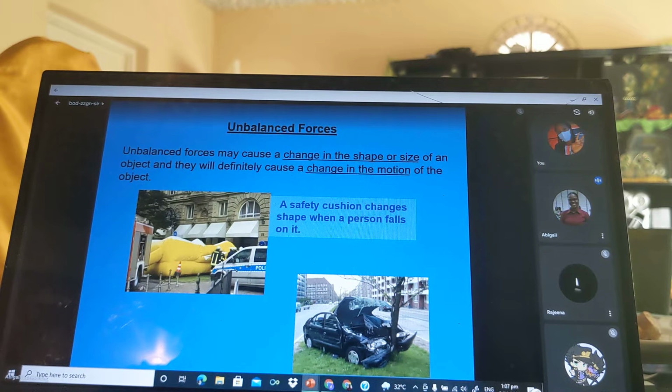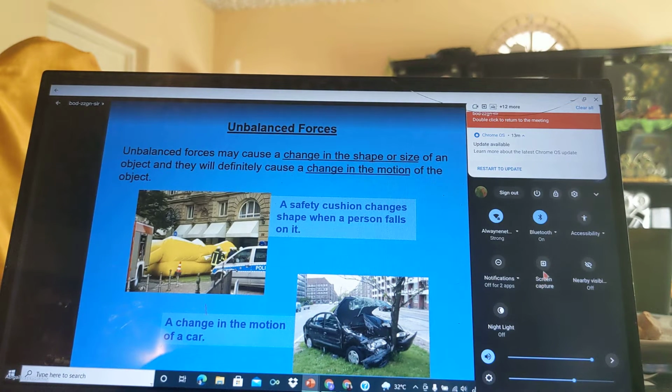If there was no unbalanced force, it would just stay and look the same way. But that would not be advisable in this case because the purpose of the safety cushion is to cushion the person's fall. If the cushion itself never changed in shape, then the person would just bounce off, right? Or just die, really. Then you have a car, which will change its motion, right? An unbalanced force will change the motion of a car, right?